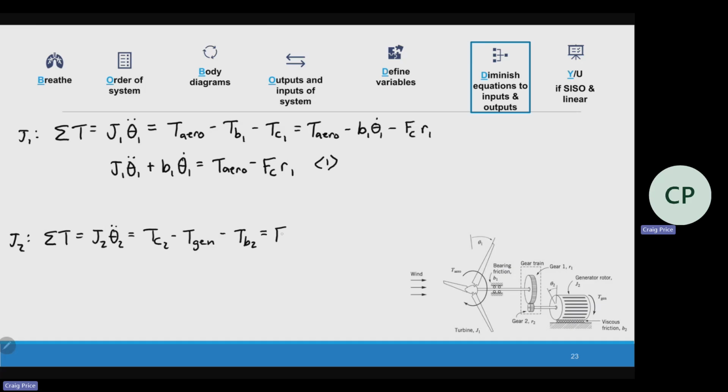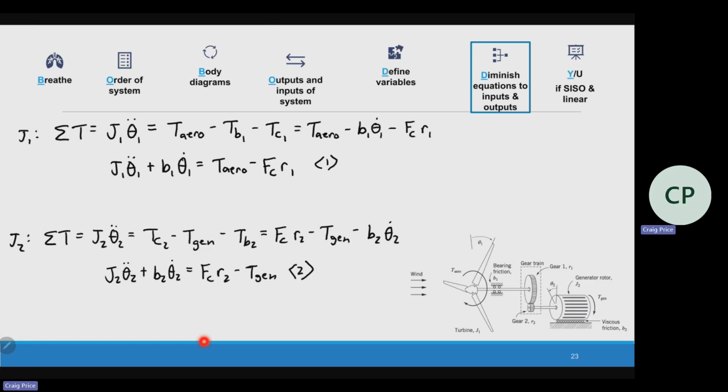Now we put those definitions in. Contact force times R2 minus Tgen minus B2 theta 2 dot. And just like before, we want to get all our thetas, all of our outputs to the same side. So we get J2 theta 2 double dot plus B2 theta 2 dot equals contact force R2 minus T gen. Two equations.